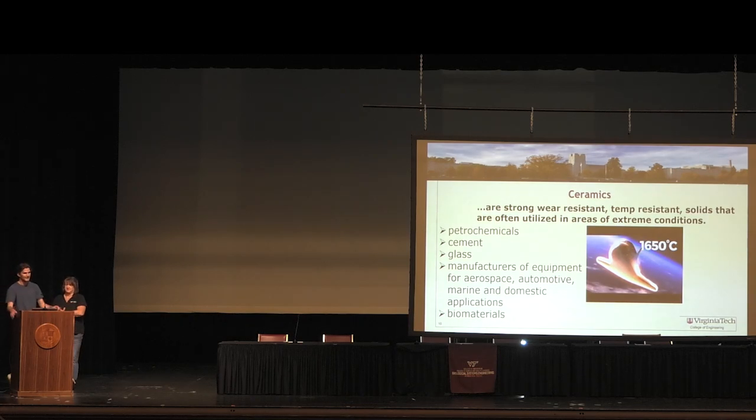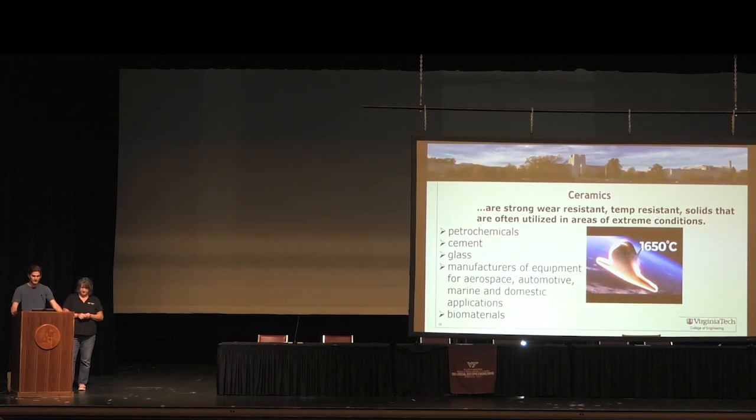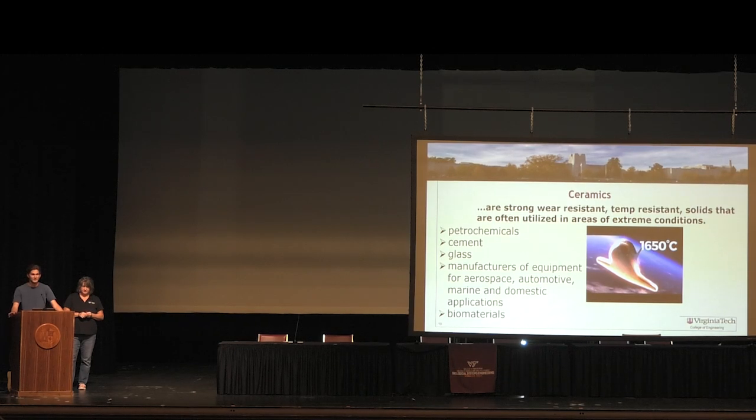So next is ceramics, and ceramics are essentially your go-to material for anything that's in super extreme conditions, so super wear resistant, heat resistant, temperature resistant, sort of all that realm. Cement is the biggest one. It's the most consumed material in the world, most consumed product in the entire world. Roughly 50% of all materials made are cement. You have glass, which goes to everything from iPhone screens to windows to fiber optic cables connecting all of us, and the manufacturers of equipment for aerospace, automotive, marine.